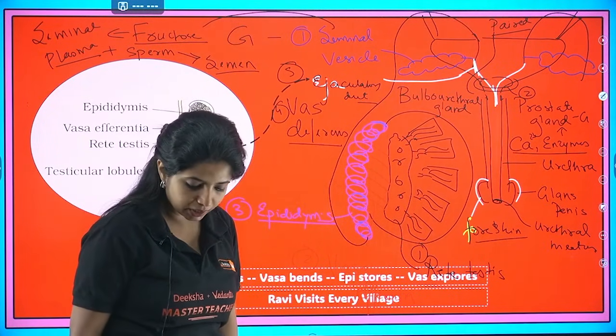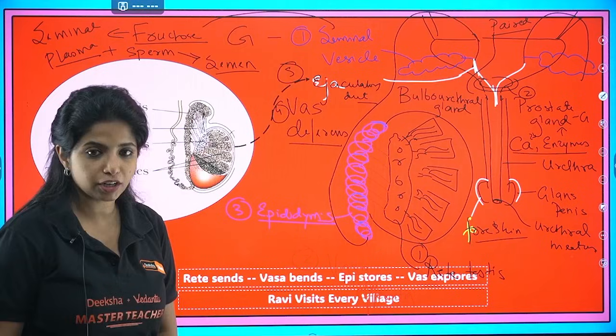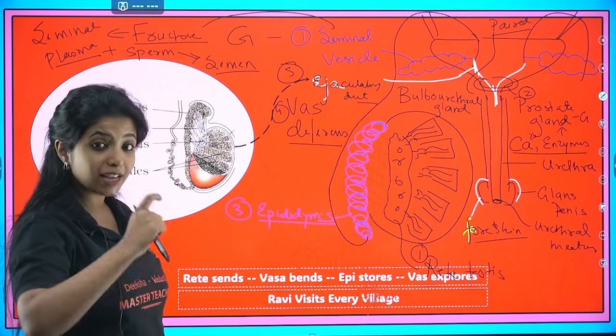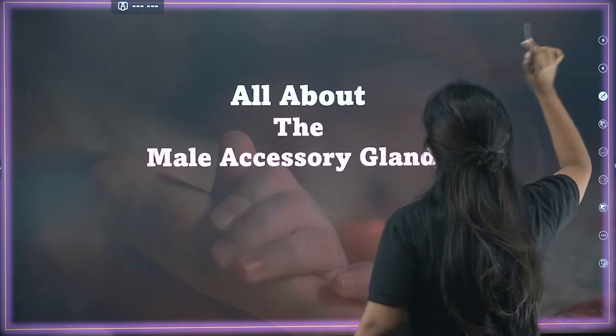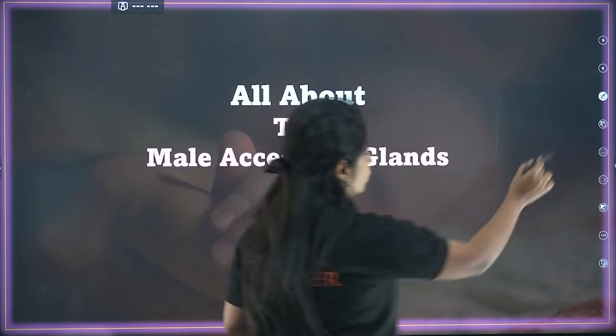Do not get confused between vas deferens and vasa efferentia. They are two different things. Vas deferens, take it to distance. You can remember like that. Cool. Then let's go ahead. What do we have? We have the accessory glands. We already studied about it also.